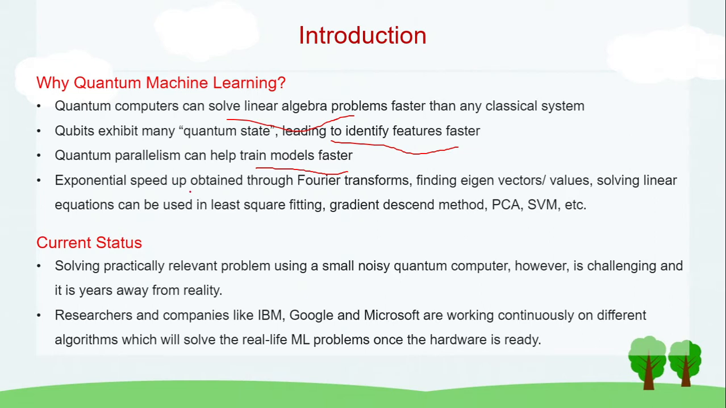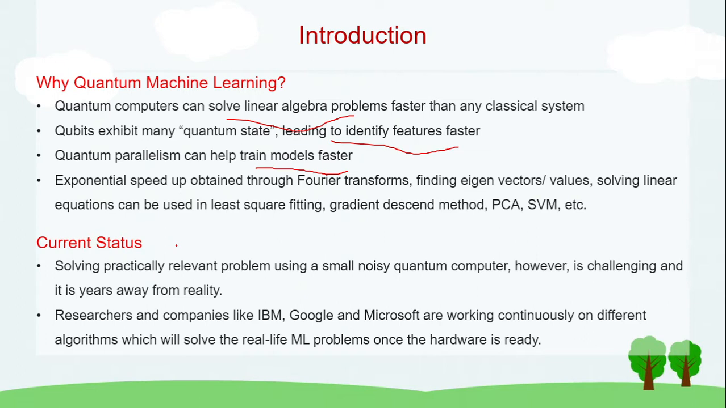So we have seen exponential speed up happening through Fourier transforms, finding eigenvalues, eigenvectors, and solving linear equations. All those methods can be used in least square fitting, gradient descent method, PCA, principal component analysis, SVM, etc., which are all part of machine learning. So that's the reason I wanted to share this video, that there's going to be tremendous advantage in machine learning, which is already a successful method.